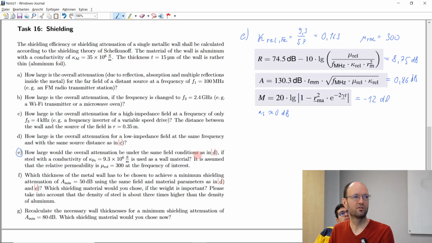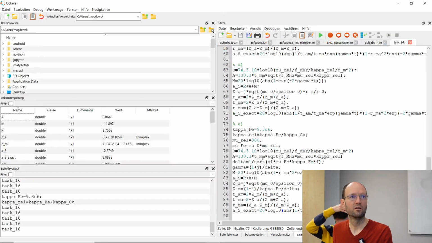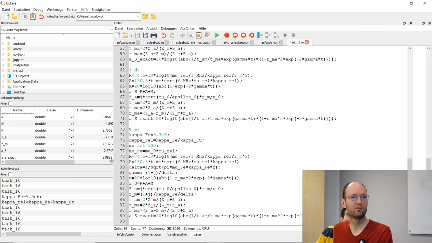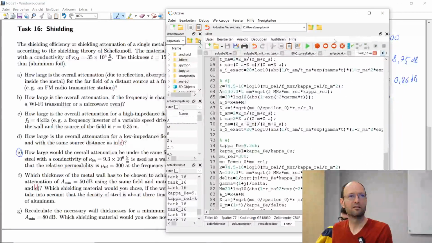we have the same field conditions as in D, just the conductivity and the permeability changes. So if we go back to Octave and check the script here or check the formulas, so we've changed the conductivity and the permeability, and so therefore skin depth changes, propagation constant changes, and the wave impedance in metal changes. And I think we should have acknowledged all these changes. There are no remaining values from the aluminum thing, right? Okay. Excellent.